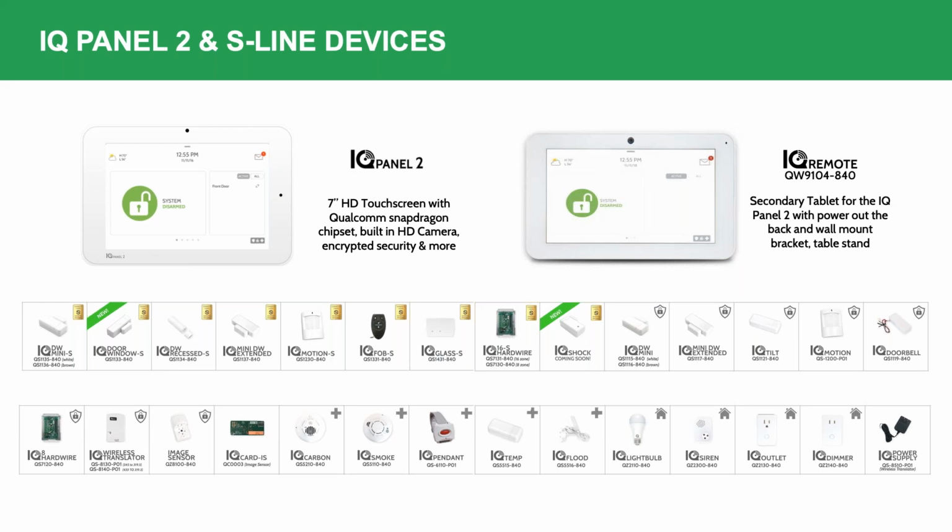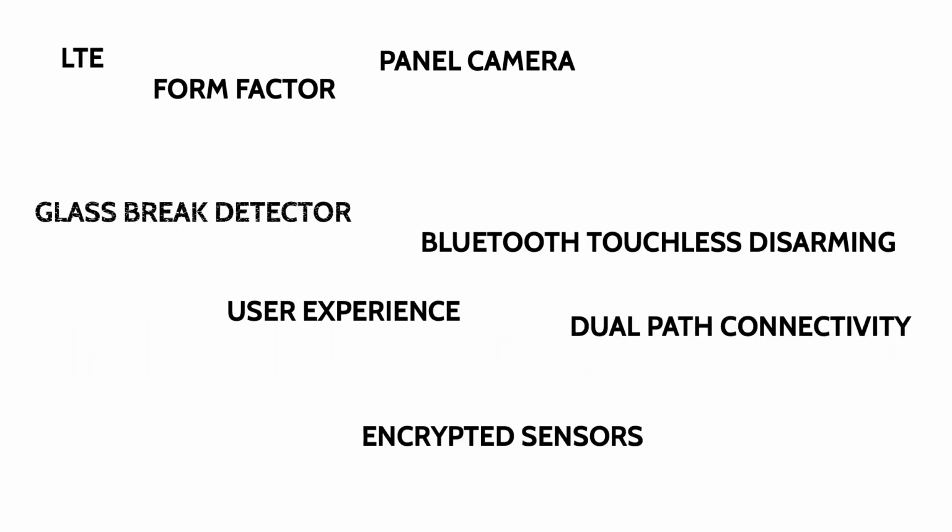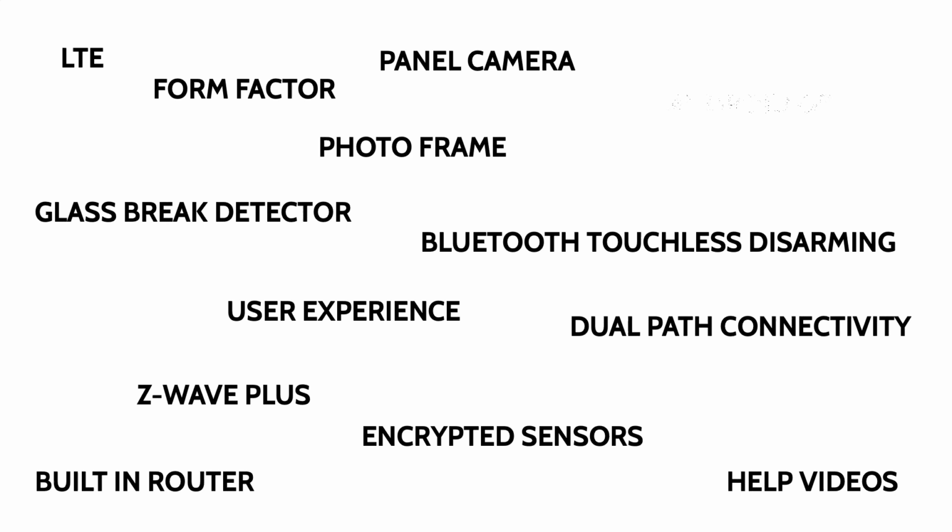So we have a lot of S-Line, our encrypted products here. On here, we also see an IQ siren. It's a really cool Z-Wave product we have. PowerG has sirens that you can use for even chiming. So a lot of great products out there. Kevin, what kind of feedback are we getting? Is there anything you want to share with us?